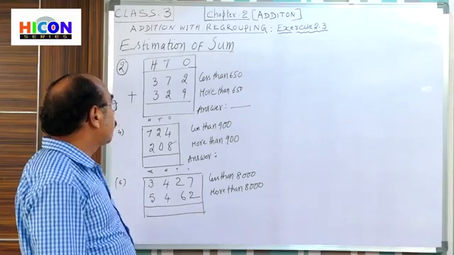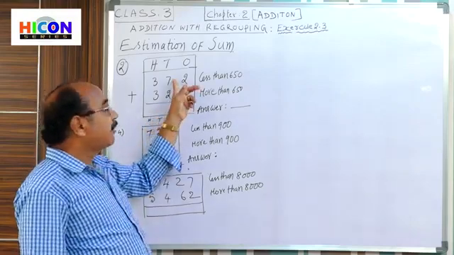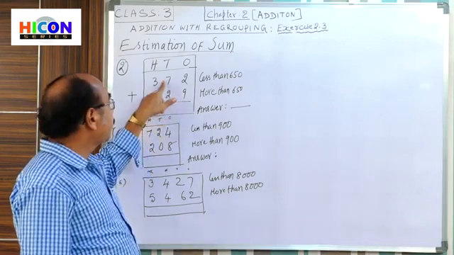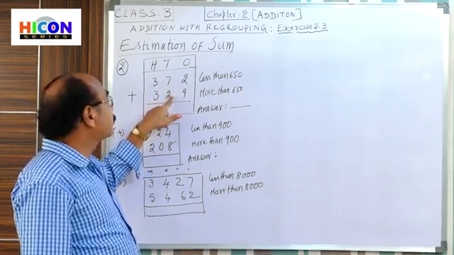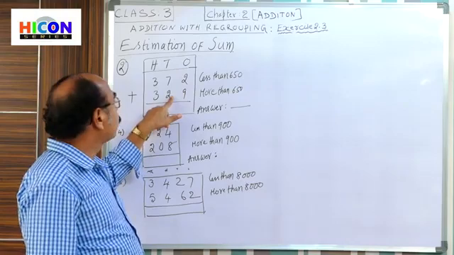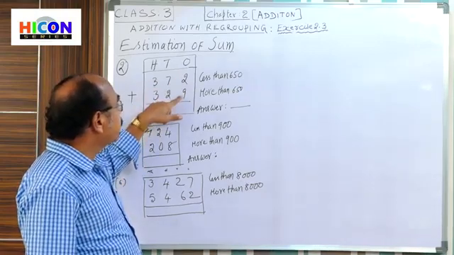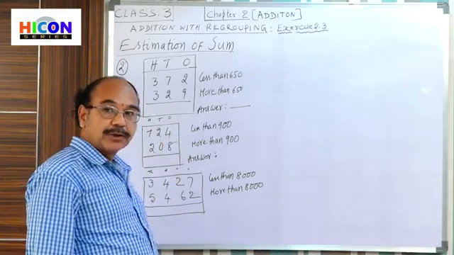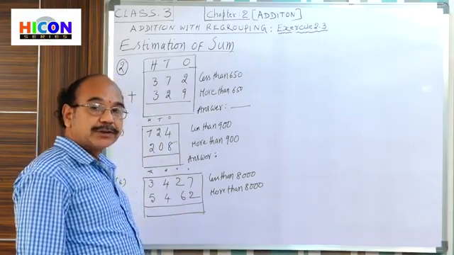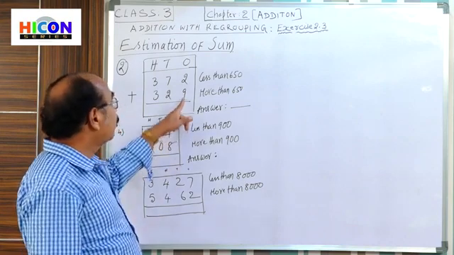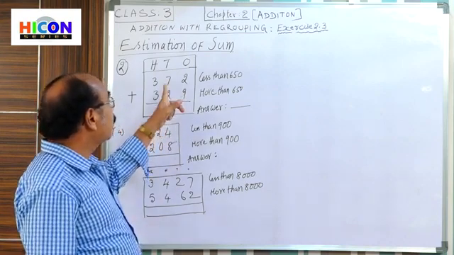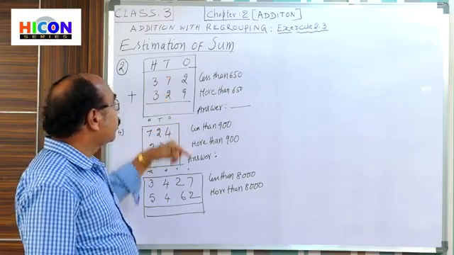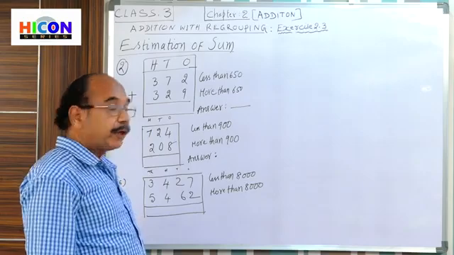Okay. And here 7 tens are there. Here 2 tens are there. 7 tens plus 2 tens, 9 tens. And here 2 ones are there, 9 ones are there. That means 11 ones are there. 11 we can write as 10 plus 1. And one more 10 is coming here. That means 7 plus 2, 9, 9 plus 1, 10 tens.